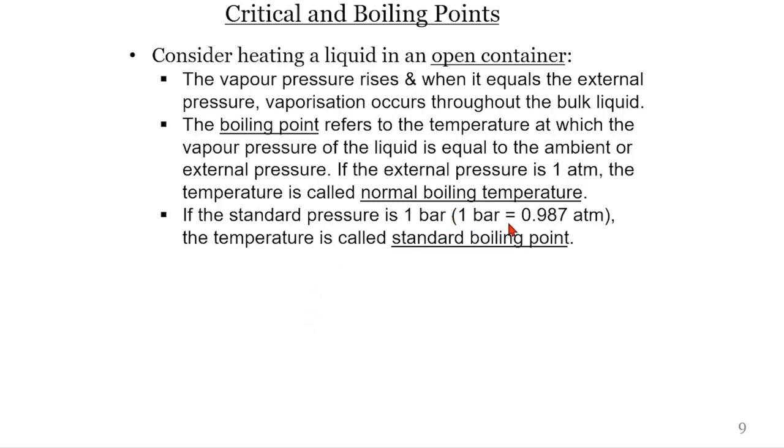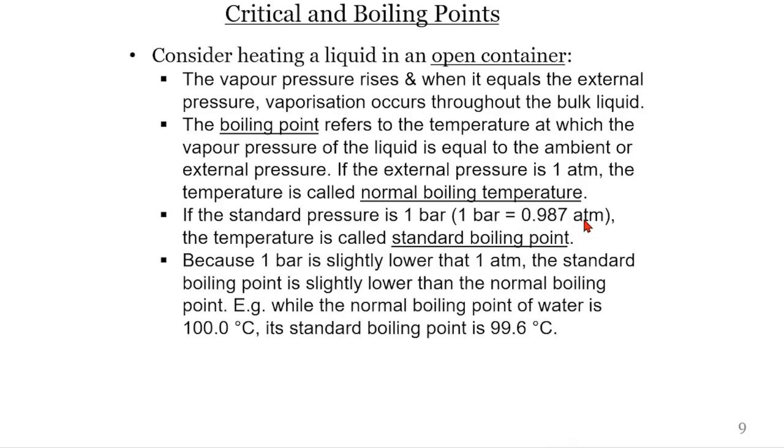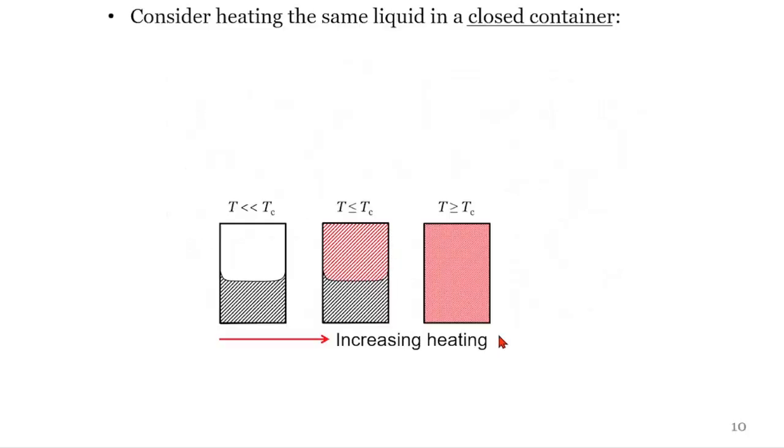1 bar is very similar to 1 atm. In fact, 1 bar is equal to 0.987 atm. For this reason, normal and standard boiling points are very similar. For example, the normal boiling point of water is 100 degrees centigrade, and its standard boiling point is 99.6 degrees centigrade.